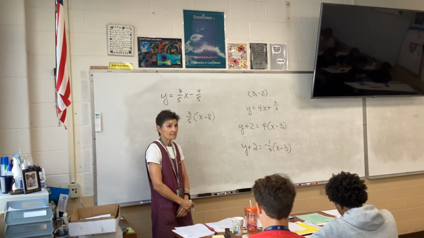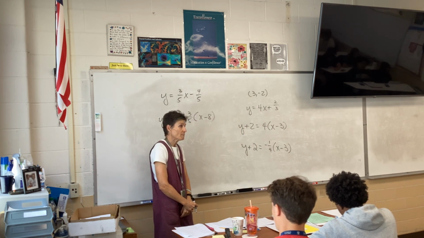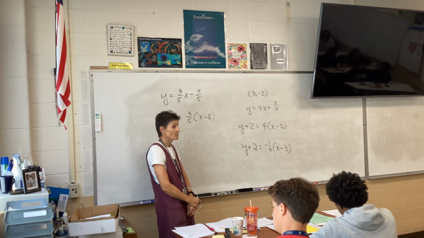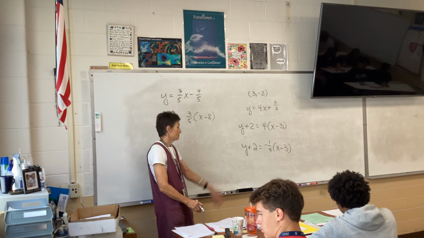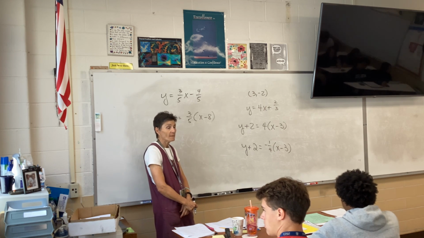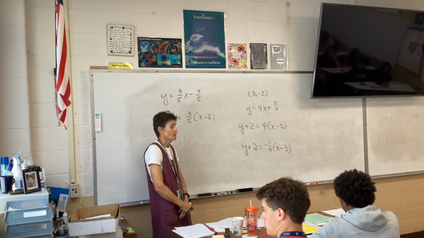Isn't that it? Isn't it that easy, guys? If we want to be perpendicular, we need the opposite reciprocal slope. Point stays the same. Done, if you're okay with point slope form.